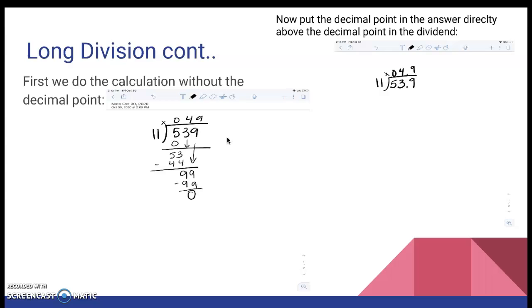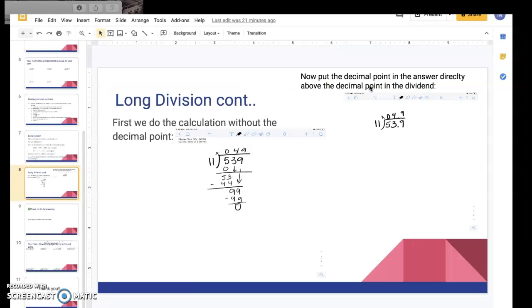So remember, when we made 0.11 a whole number, we moved it 2 spaces to the right. So we're going to move this 2 spaces to the right. We're getting 53.9 again. And we're going to put the decimal point directly above the dividend. So since it's 49, 539, and the decimal points are here, we're just going to place it right up there. And your answer is now 4.9.